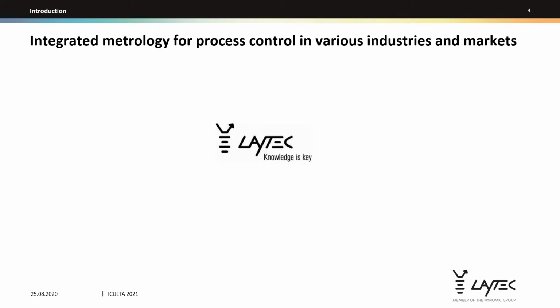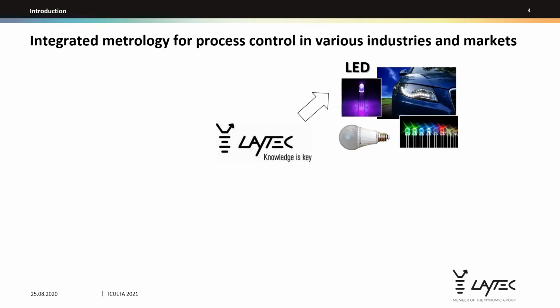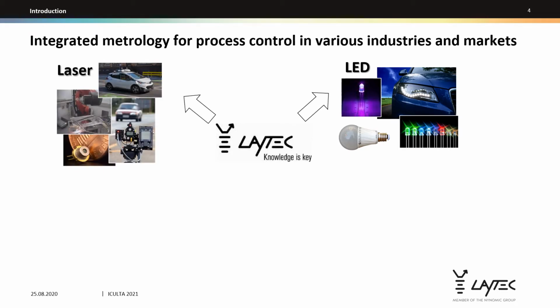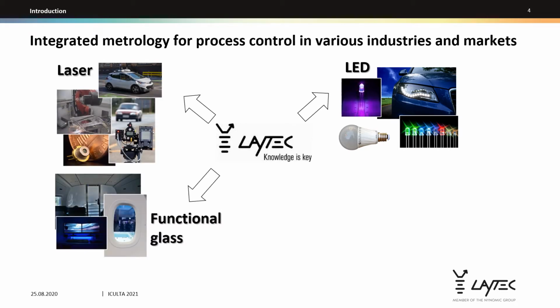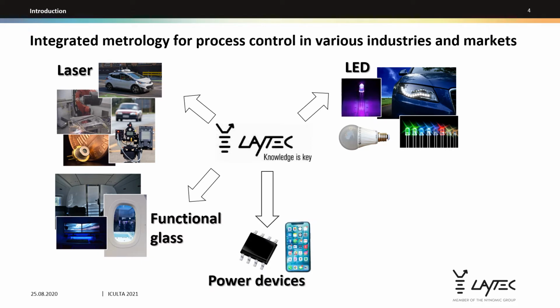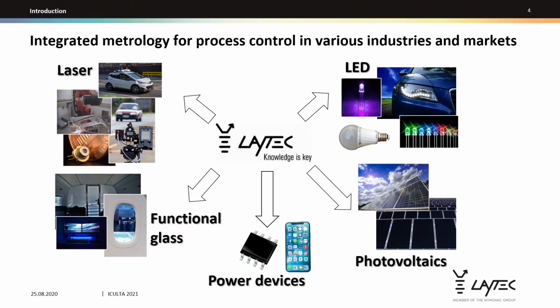Let me at first briefly show you what LayTec is doing. We are a provider of integrated optical metrology that is used for process control in various industries and markets. Our tools are used to control the deposition of LED structures as well as laser structures, when functional layers are coated on glass, in the production of power devices, and in photovoltaics. In this talk, we look at the application to LED structures, and in particular at the production of UV LEDs.